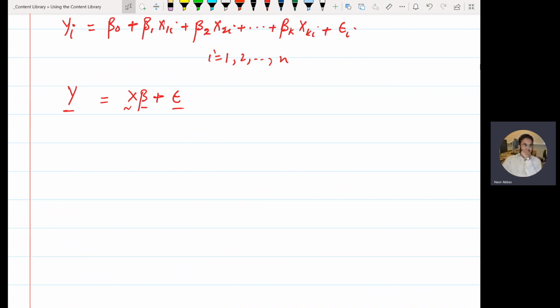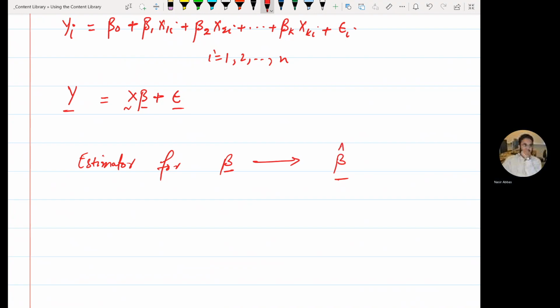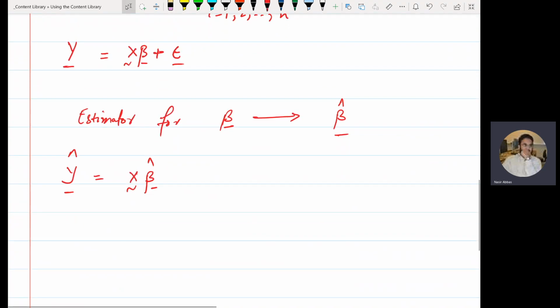So what we are going to do is estimate this model in the matrix notation, and we will try to get the estimator for beta, which we will denote by beta hat vector. Once you plug it back into the equation, your predicted equation will be y hat vector equals X beta hat. This will be your predicted equation. You will have again k plus 1 estimates. You can write it in either this form or back in this form.